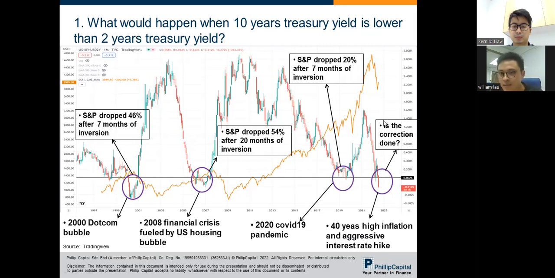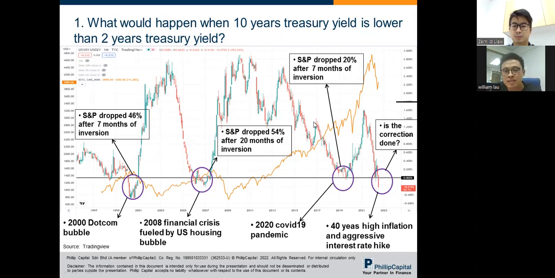So do you think the correction on US indexes is done? Is it over yet? Just looking at this yield curve from the past 20 years' incidents, if you understand, probably you will get your answer. But to me, definitely, I don't think the correction is done yet.